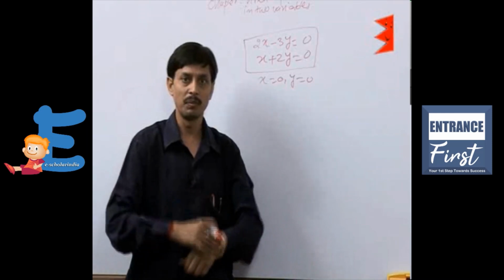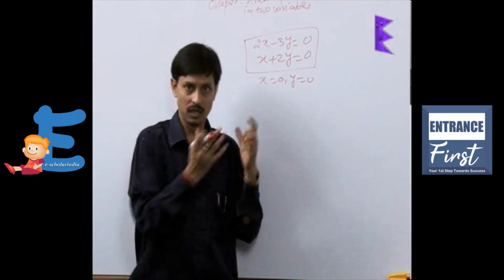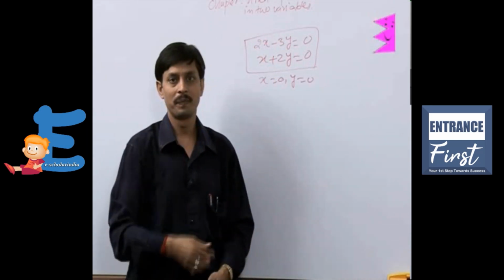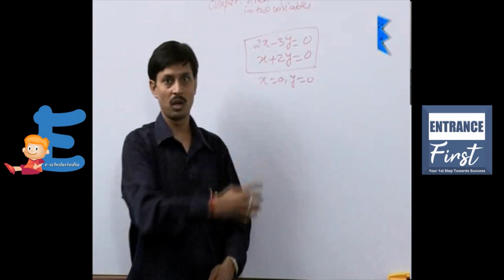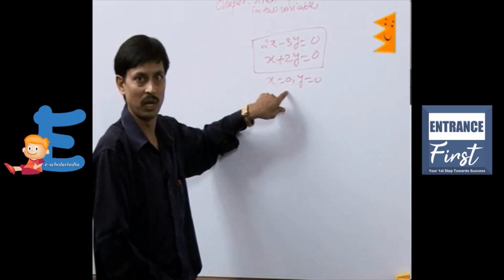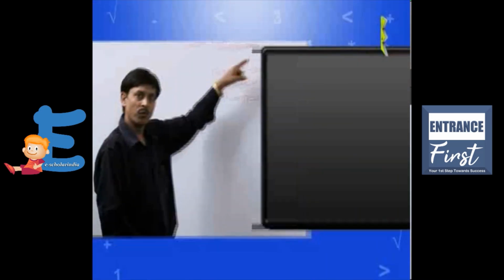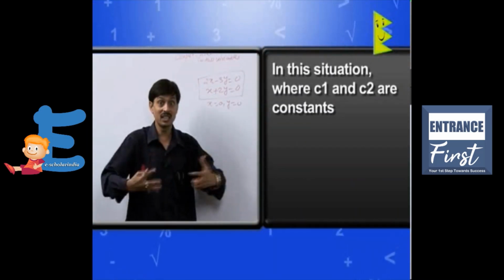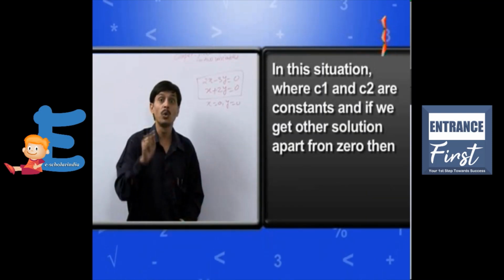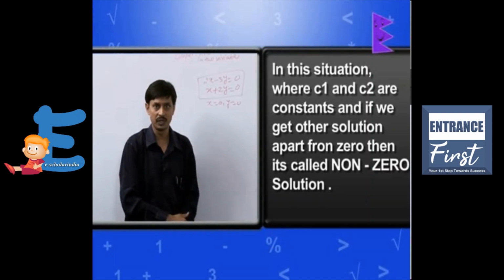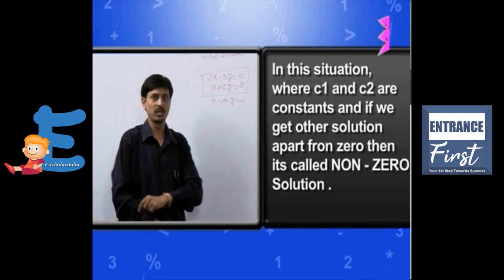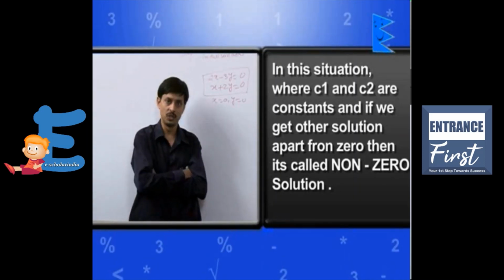But someone may ask me, why? Is it possible to have some other set of solutions? So for that, we draw a conclusion if any other set of solutions is possible in such a situation. Which situation? Where C1 and C2 are 0. If any other common solution is coming out other than 0, 0, that is known as the condition of non-zero solution. And the condition of non-zero solution is only checked on those questions where C1 and C2 both are 0.